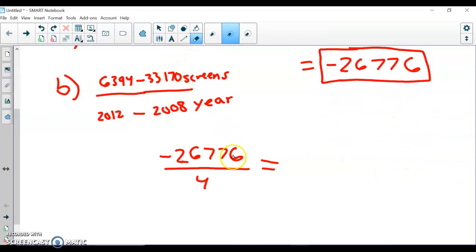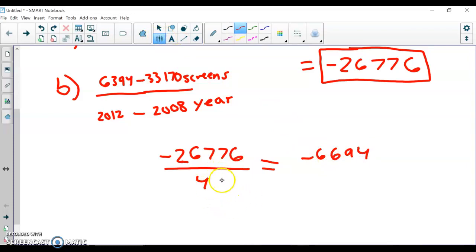So let's see. If we do this, we have to divide that into 4 equal parts. We're just simplifying this fraction here. We get negative 6,694. And that was simply by dividing the top and the bottom by 4. Really, you just divide the 26,776 by 4, and it simplifies to this number. Okay, so if it was 26,776 screens over the course of 4 years, we can say each year we saw a change of negative 6,694 screens per year.